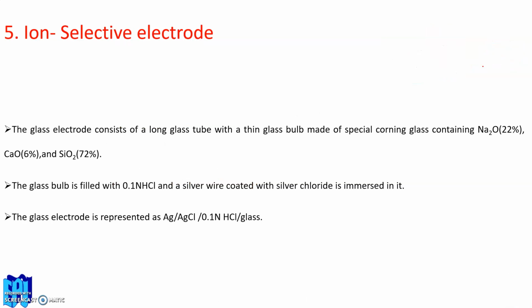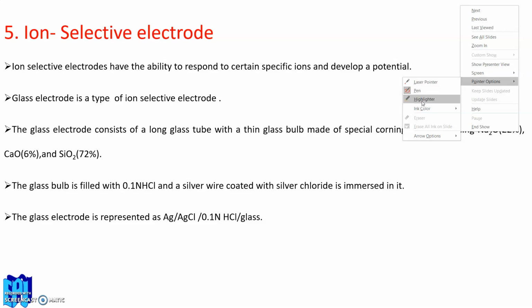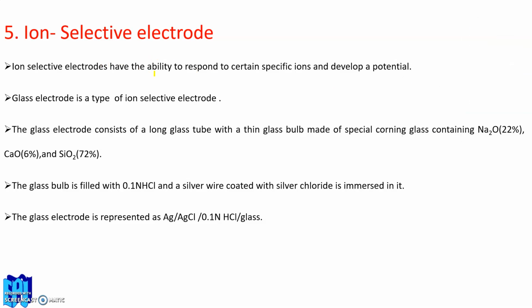Okay, the last type of electrode is the ion selective electrode. Ion selective electrodes have the ability to respond to certain specific ions. Once again, I am repeating the point: ion selective electrodes have an ability to respond to specific ions only, which means that if the electrode is an ion selective electrode, it will respond only to the change in the concentration of a particular ion.